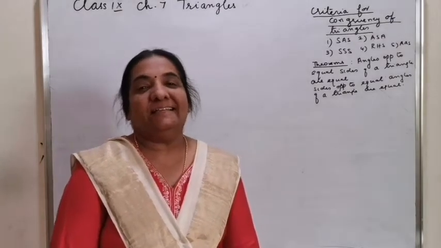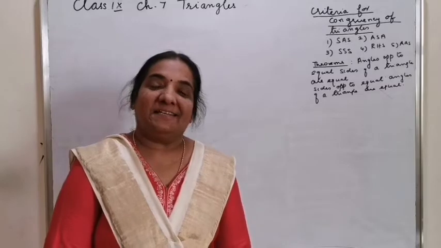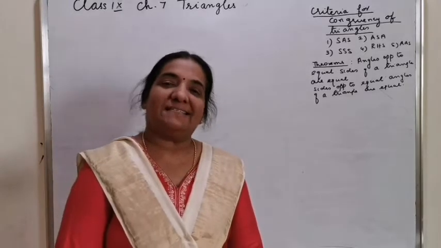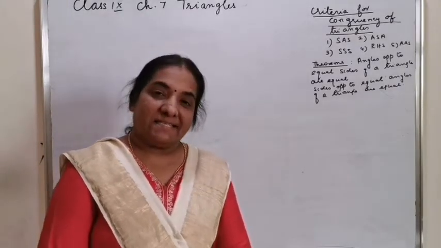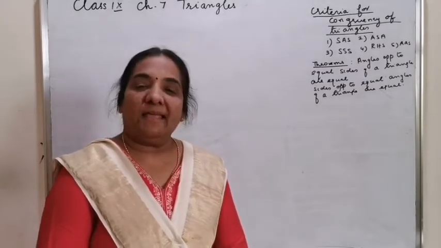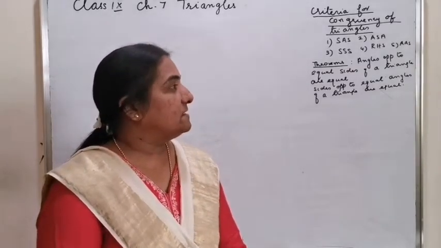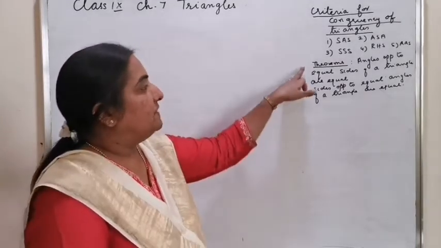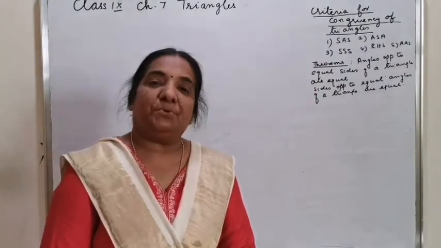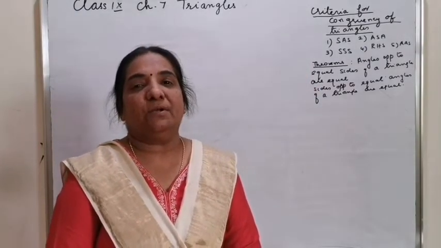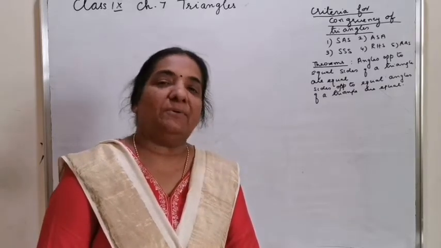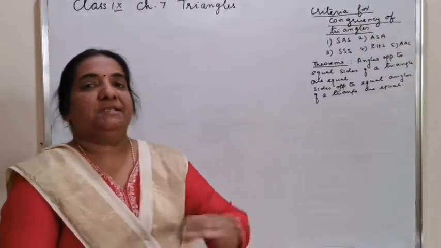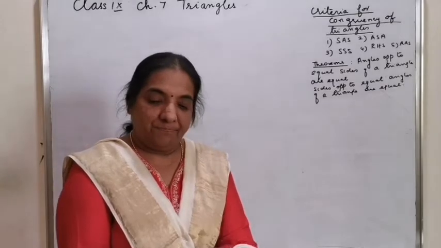Good morning, children. So far, we have discussed in this lesson the criteria for congruency of triangles as SAS, ASA, SSS, RHS and AAS. In that, RHS and SSS will be in the later exercises, and the theorem: angles opposite to two equal sides of a triangle are equal, or sides opposite to two equal angles of a triangle are equal. So now exercise 7.2 is based on these theorems.